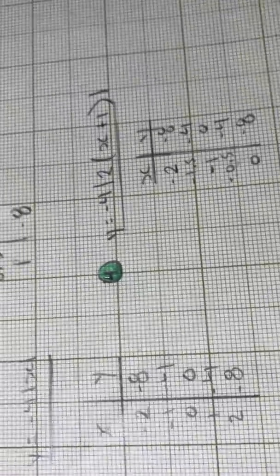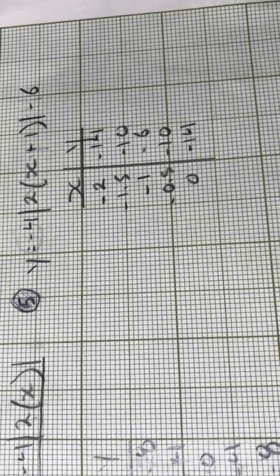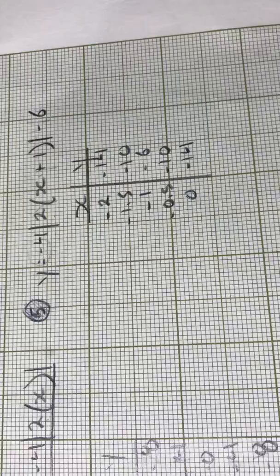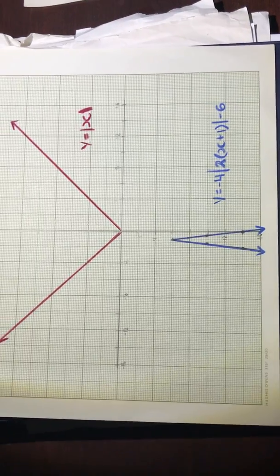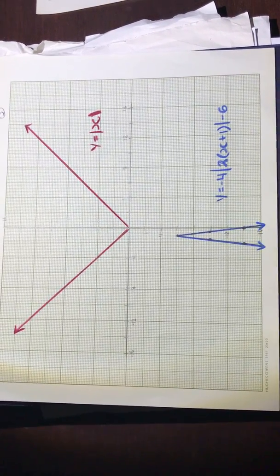T-table 5 shows a vertical shift downward by a factor of 6. Here we see our y values changing. Now, here you can see the final product with all transformations applied compared to the original parent function.